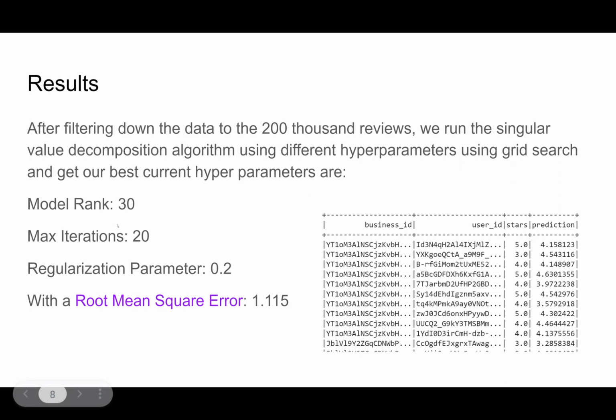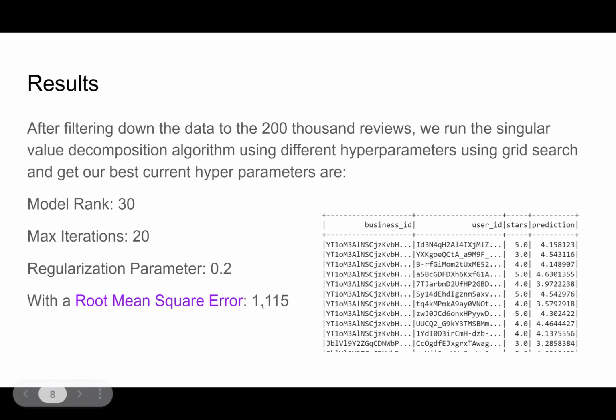And so my best model has a rank of 30, max iteration of 20, and a regularization parameter of 0.2, and gets a root mean square error of 1.115. These are some examples of what the best model performs with. And this is on more than 200,000 reviews.